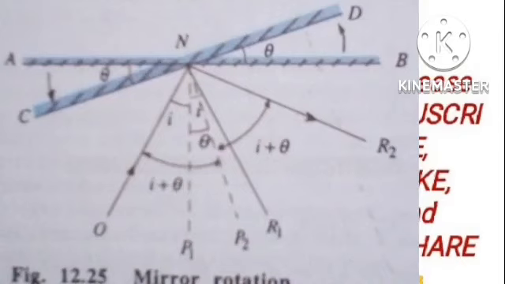So at the end of the day, the angle between the incidence ray and the new reflected ray, angle ONR2, is equal to (i plus theta) plus (i plus theta). That's 2i plus 2 theta. So the angle of rotation of the reflected ray when the mirror is turned through theta is 2i plus 2 theta minus 2i. That's 2 theta. That means the reflected ray is rotated by 2 theta. So if the incidence ray has a constant direction and the mirror is rotated through an angle of theta, then the reflected ray will also be rotated through an angle of 2 theta.